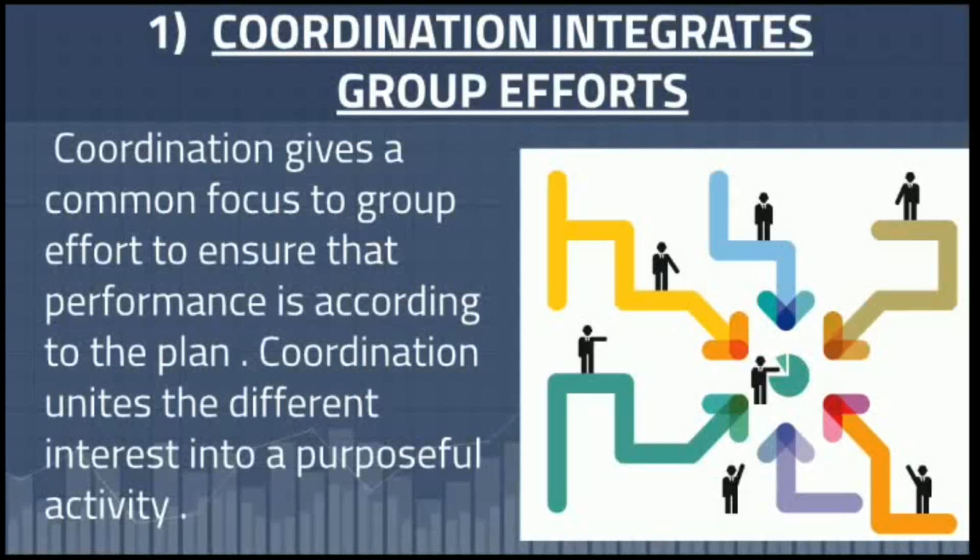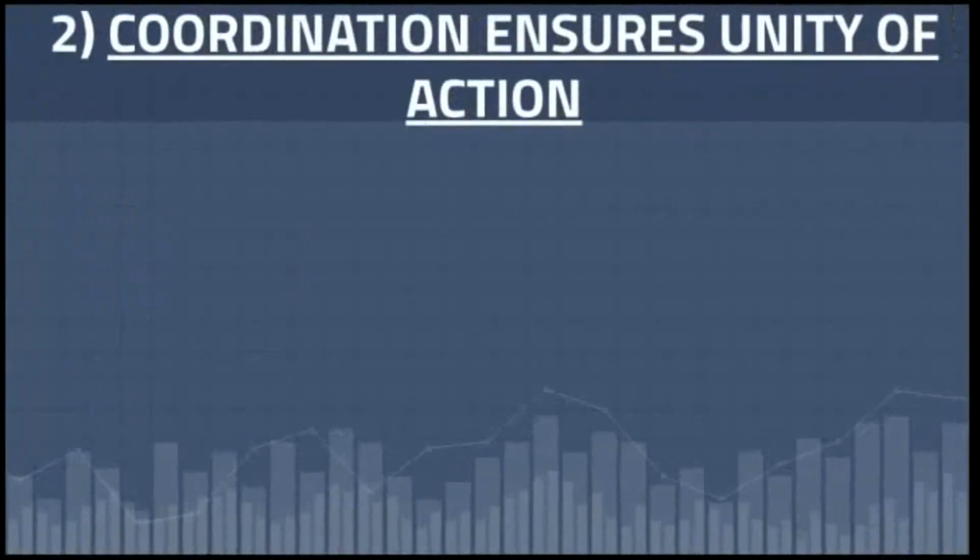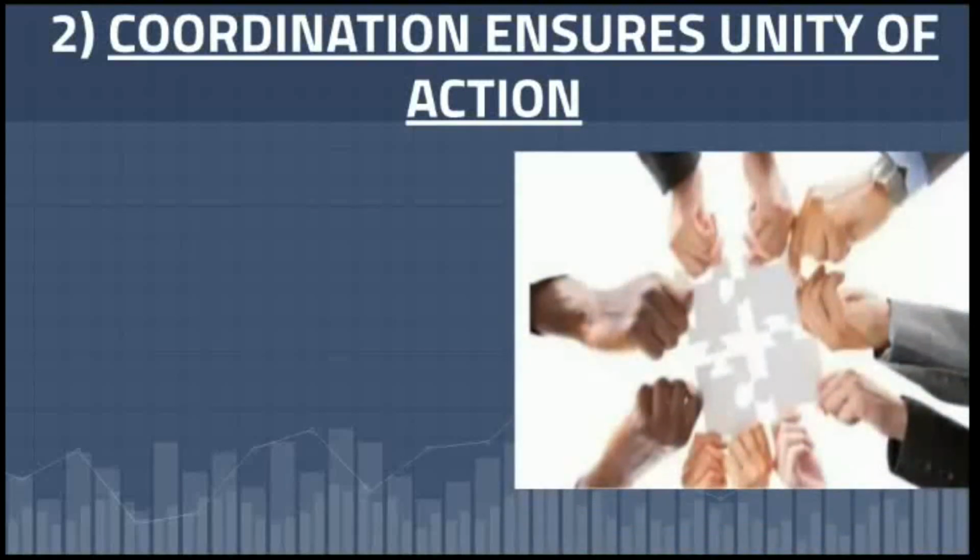So we have people coming from different backgrounds, individuals with personal goals. All this is put together, and the coordination task is nothing but to put all these efforts together and focus on one single common activity, and that will lead to the common goal or objective of the organization. So it integrates group efforts, which means it puts together all the efforts of the team members and then leads them towards one common goal. The next important feature of coordination is that coordination ensures unity of action.